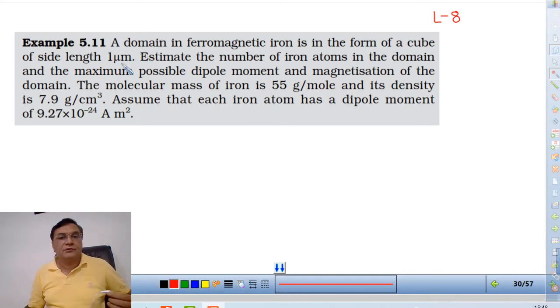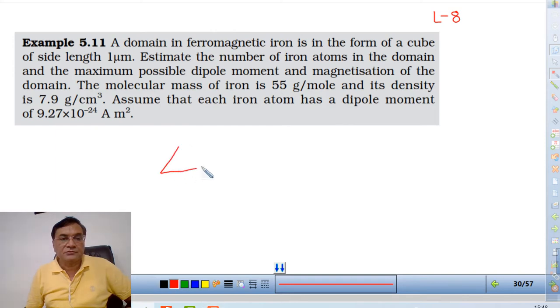A domain in ferromagnetic iron is in the form of a cube of side length 1 micrometer. Estimate the number of iron atoms in the domain, and the maximum possible dipole moment and magnetization of the domain.